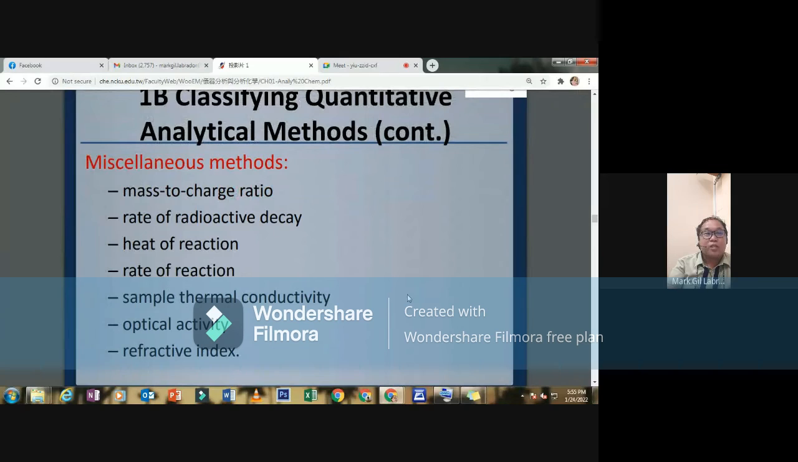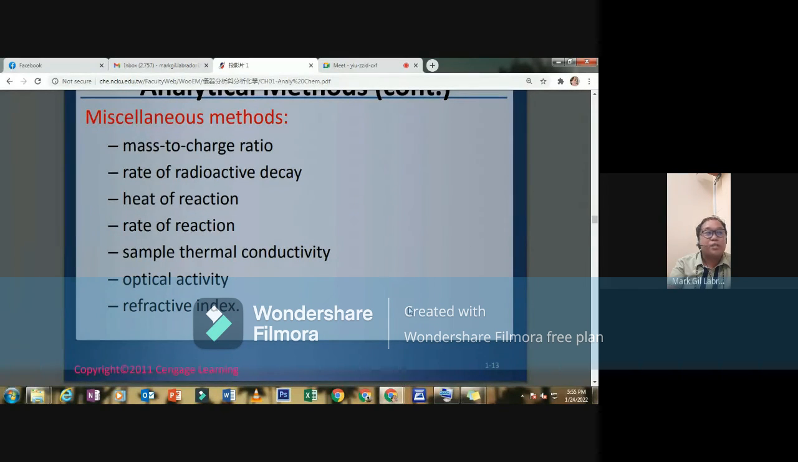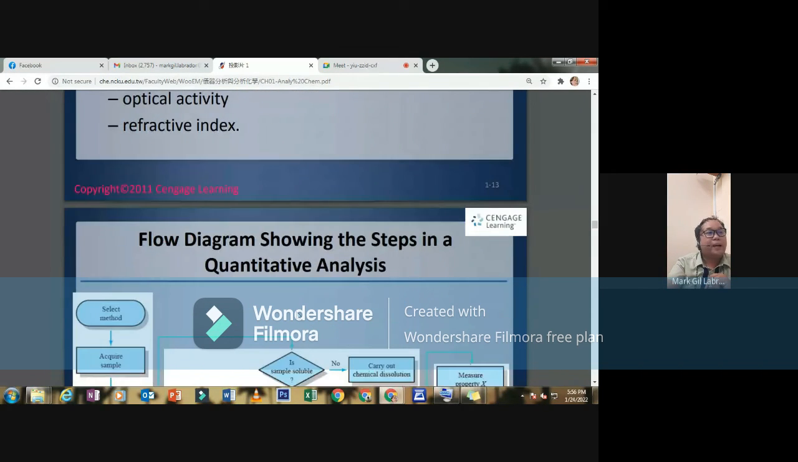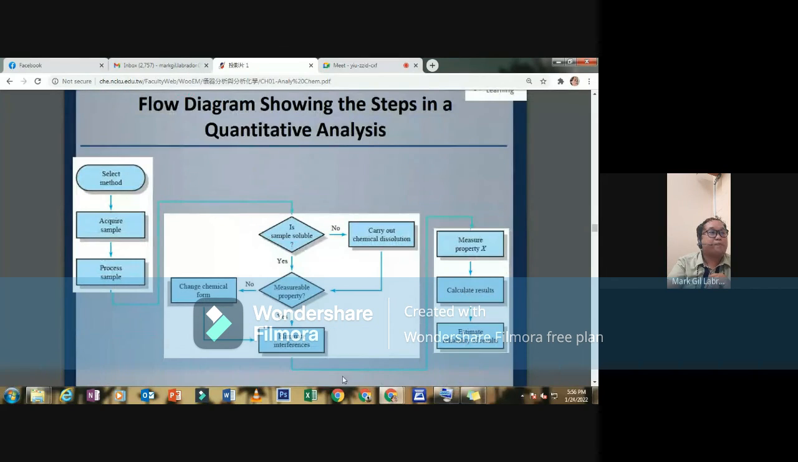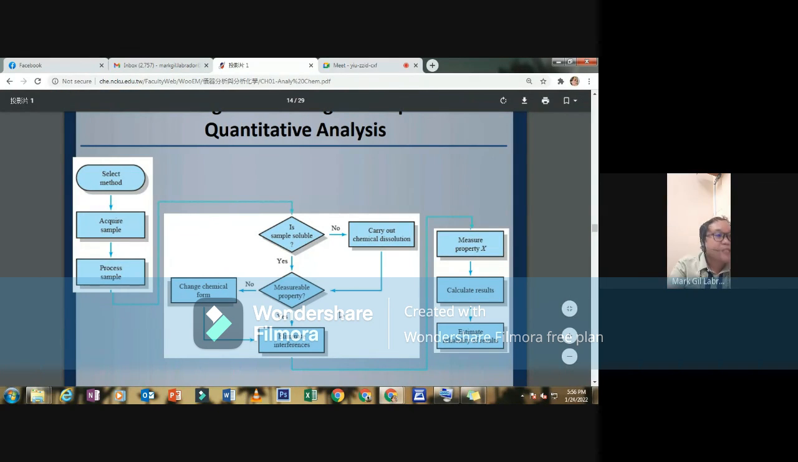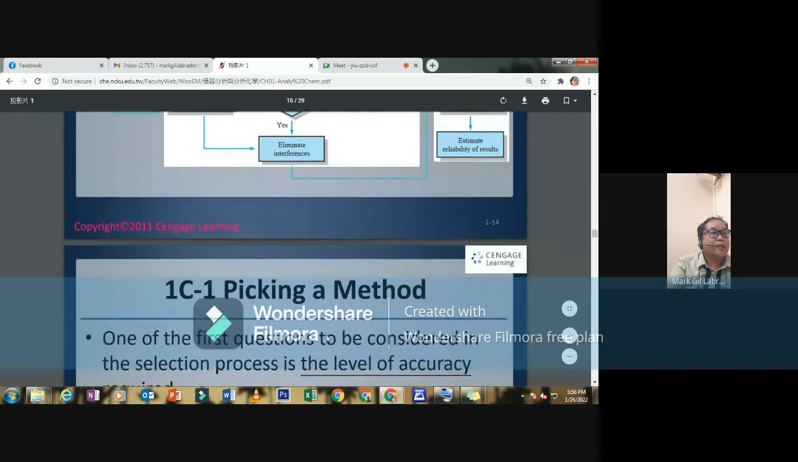Okay, so in addition, meron din tayong mga tinatawag na miscellaneous methods. So such as mass to charge ratio, the rate of radioactive decay, the heat of reaction, the rate of reaction, sample thermal conductivity, optical activity, and even refractive index. Okay, so here are the steps. A diagram showing the steps in a quantitative analysis. Ayan siya. Screenshot nyo lang yan or ibigay ko yan.